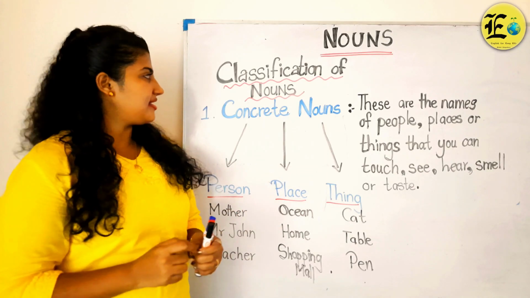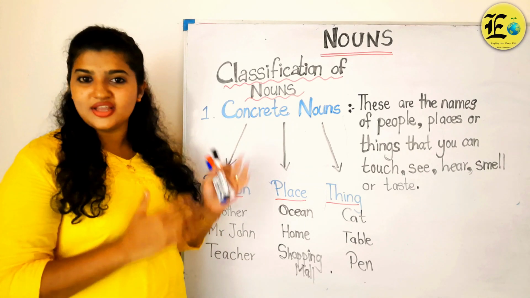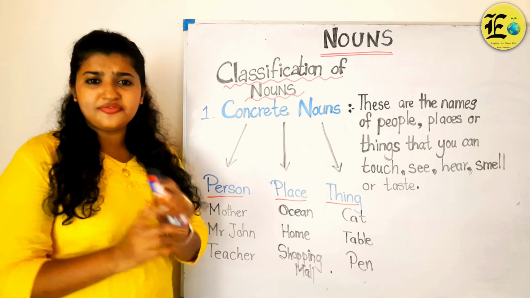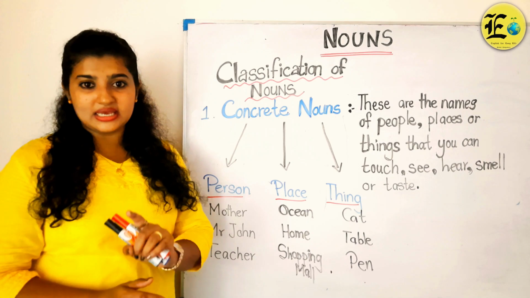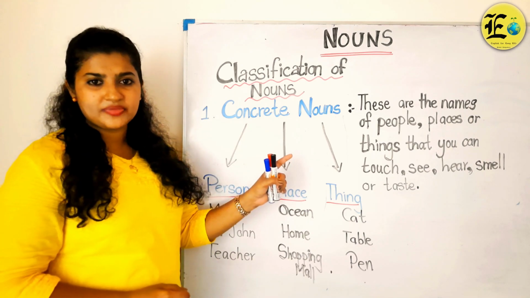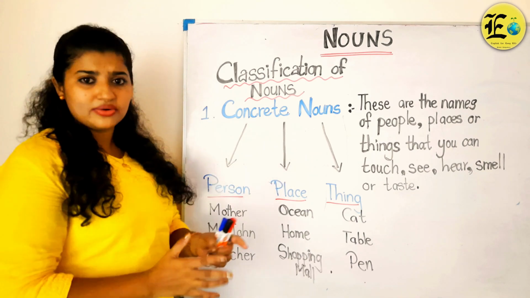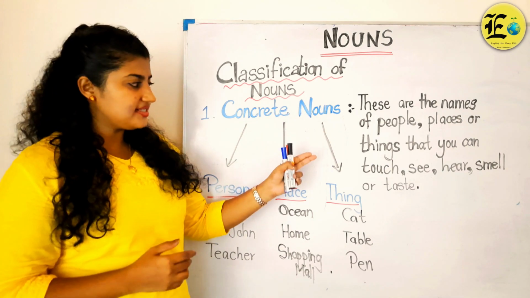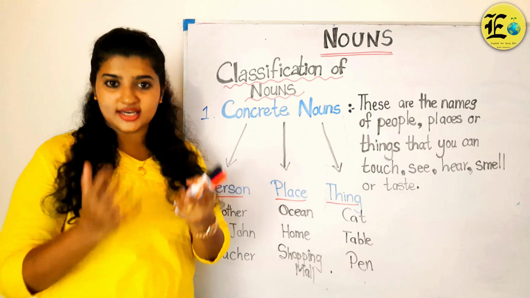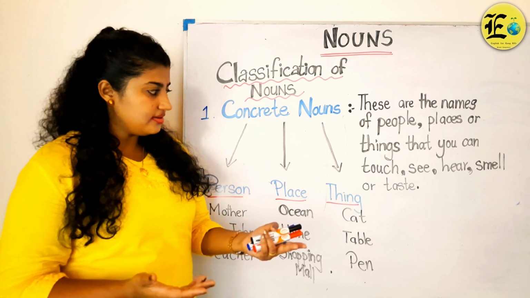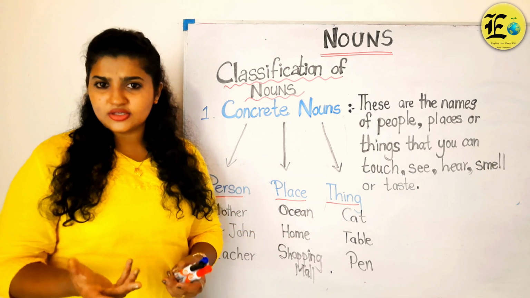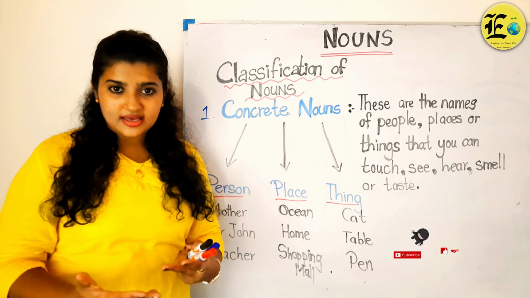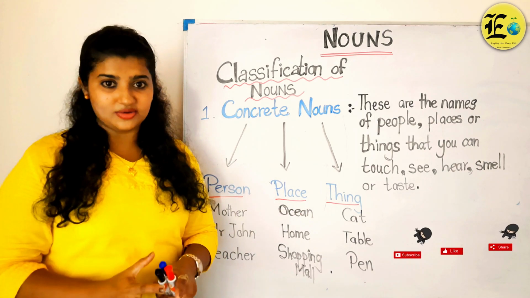Next, let us see how we can classify the nouns. Under the first classification, the first important category is concrete nouns. Let us see what concrete nouns are. These are the names of people, places, or things that you can touch, see, hear, smell, or taste. So whatever things you can touch, smell, hear, see, those are all concrete nouns.